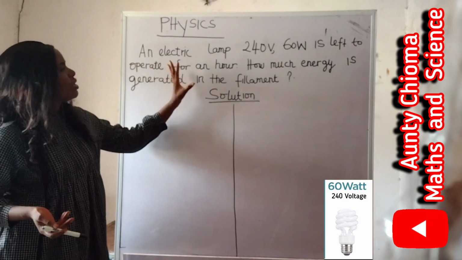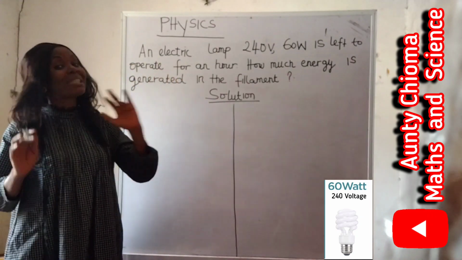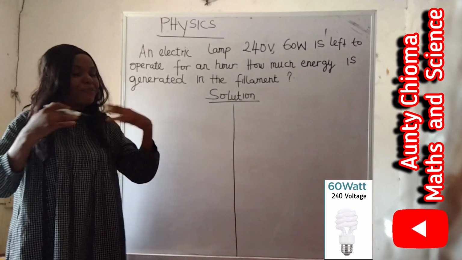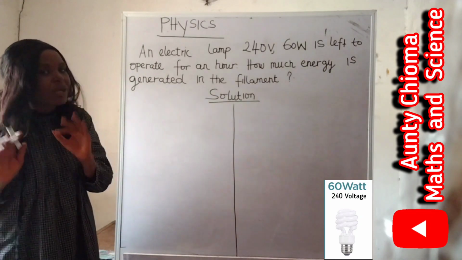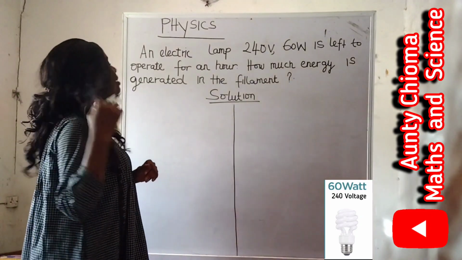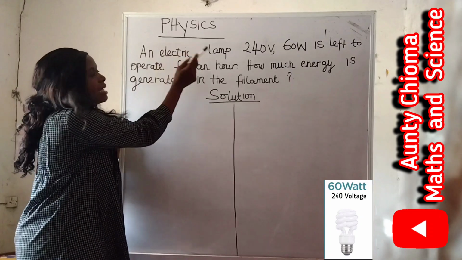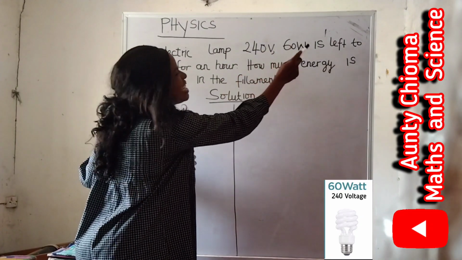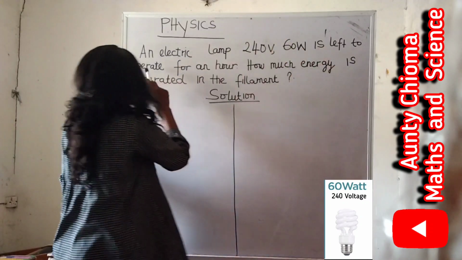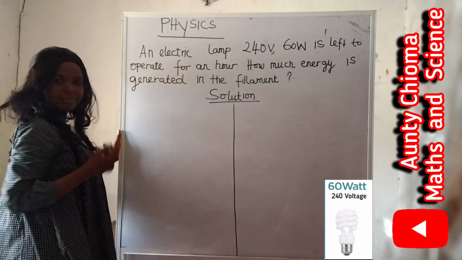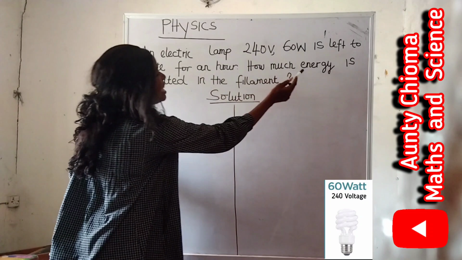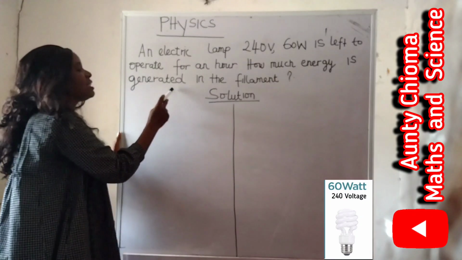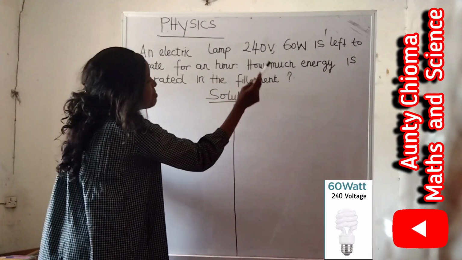Let's look at this question on the board. It looks a little bit corny, but if you understand it very well, we'll be able to solve it. Let me read the question. The question says, an electric lamp 240 volts 60 watts is left to operate for an hour. How much energy is generated in the filament?